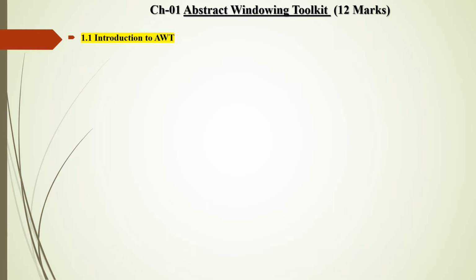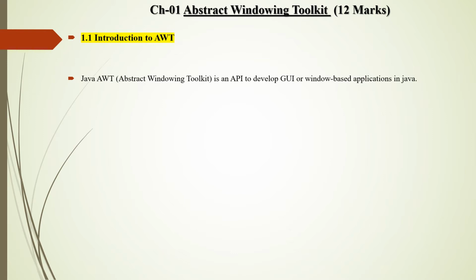In this subject, first chapter is abstract windowing toolkit, which have 12 marks. So we first see the introduction to AWT. Java AWT. AWT stands for Abstract Windowing Toolkit. It is an API. API means application interface to develop GUI or Windows based application in Java. GUI means graphical user interface.